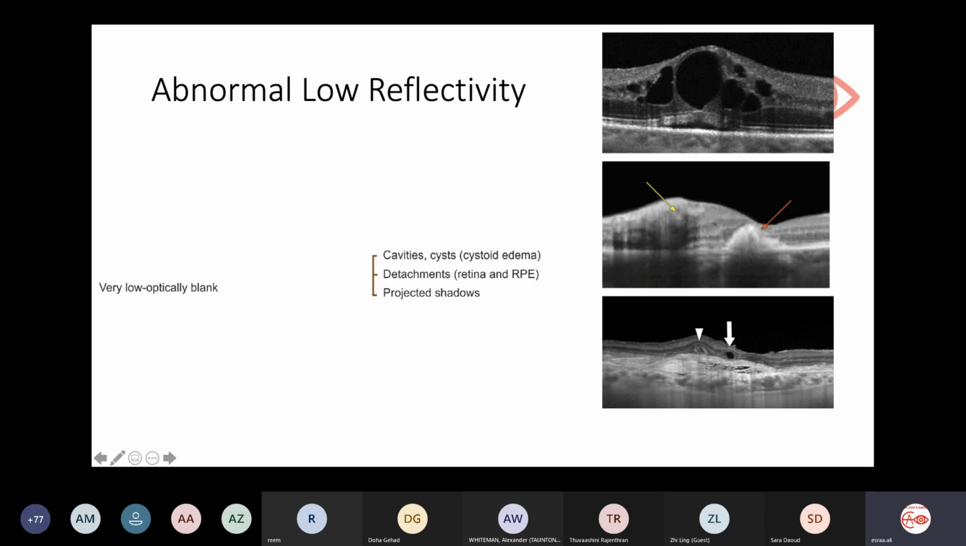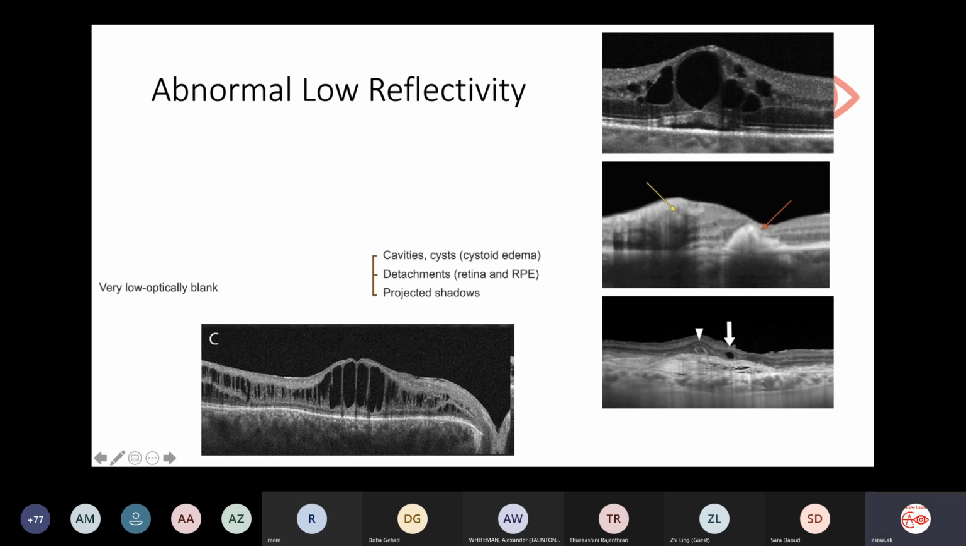This is something that you would see in patients with macular degeneration, especially ones with fibrosis and long standing. This is called outer retinal tubulation. So it looks like a tube. It's in the outer retina, so it's an outer retinal tubulation.